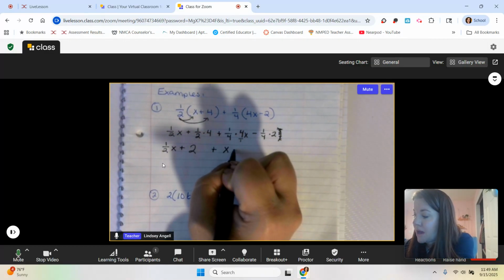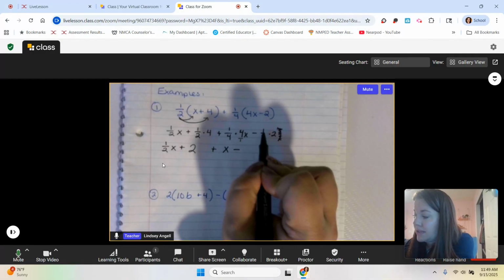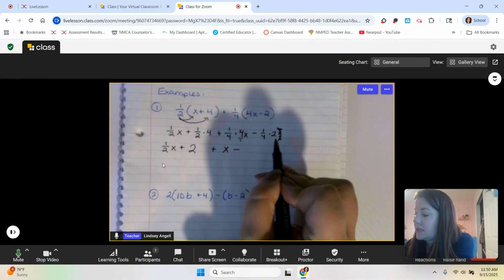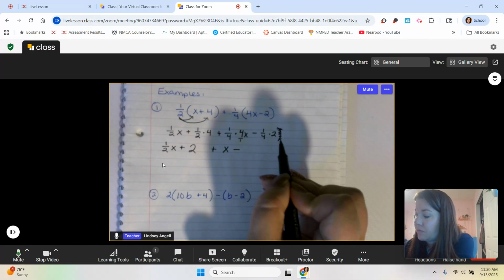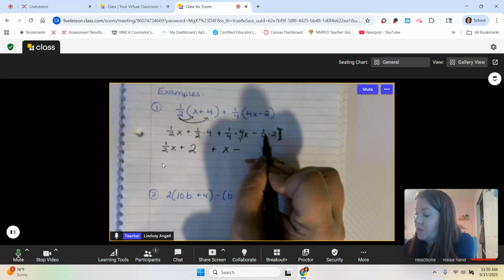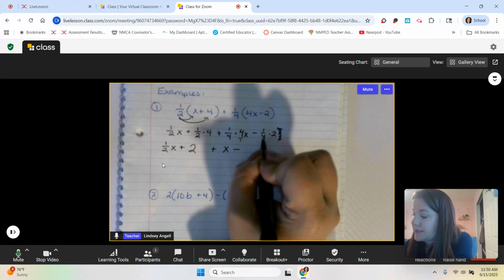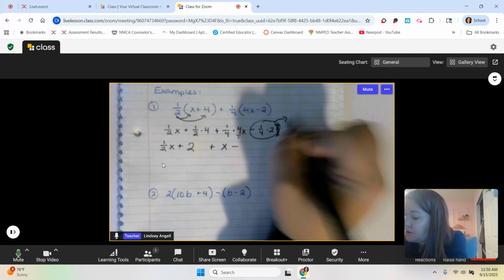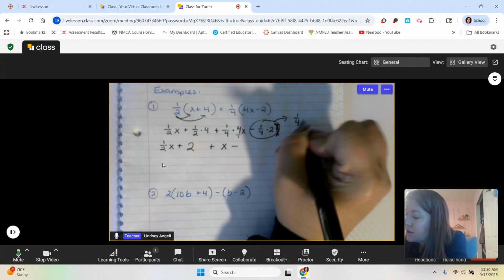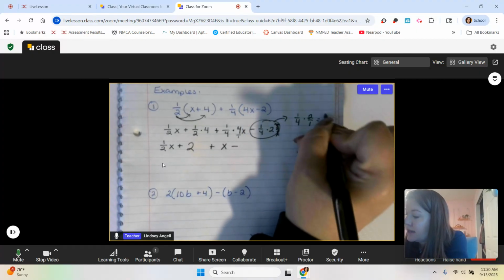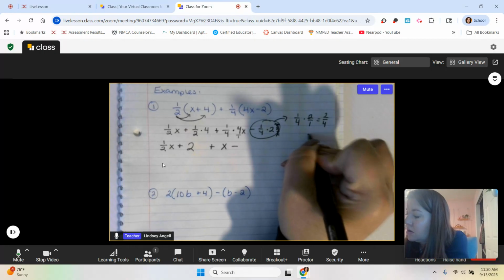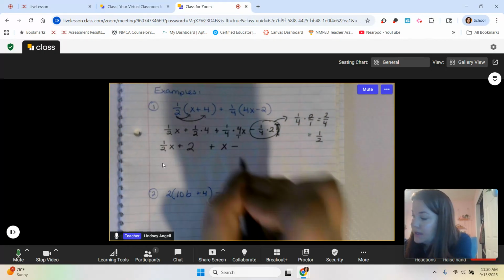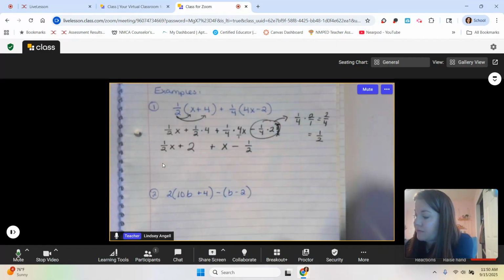And then I have minus, so I pulled the subtraction sign down first, and then I did 1/4 times 2. Well, that's the same thing as 1/4 times 2 over 1, which gives me 2/4, which is equal to 1/2. Okay, so this would be minus 1/2.